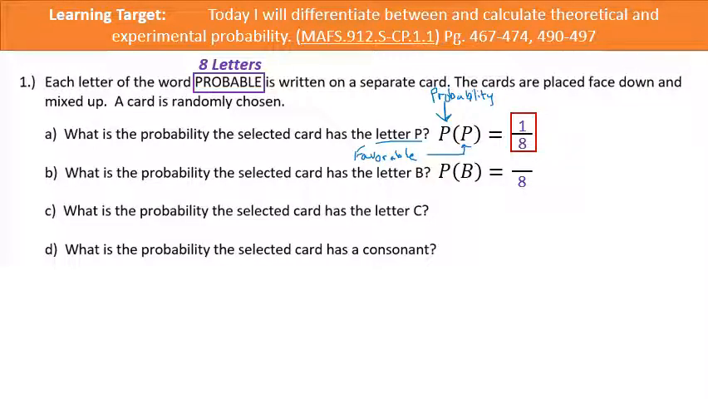Now, how many B's are in the bag? Well, there are 2 B's in the word probable. So there should be a 2 on top. It's a B here and a B here. So our probability is going to be 2 over 8. And remember, it's a fraction, and if that fraction can simplify, then you need to simplify it. So 2 over 8 simplifies to 1 over 4. That's our probability, 1 over 4.